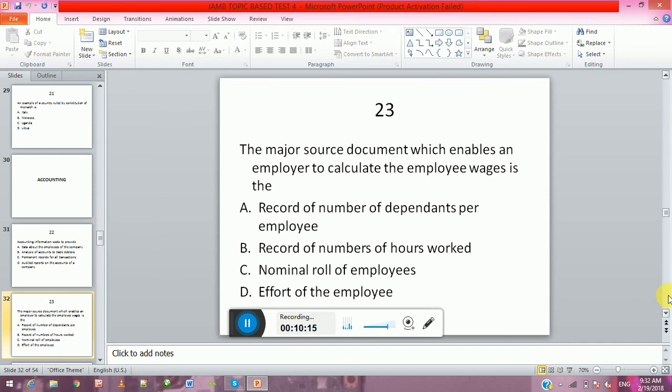The major source document which enables an employer to calculate the employee wages is the: A. Record of number of dependents per employee. B. Record of number of hours worked. C. Nominal role of employees. D. Effort of the employee.